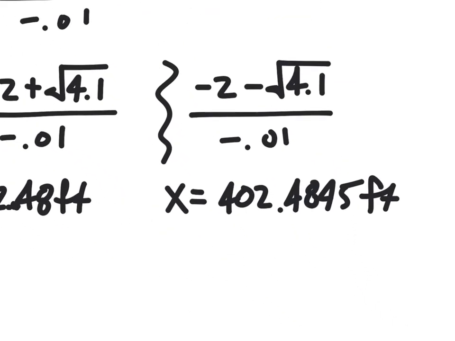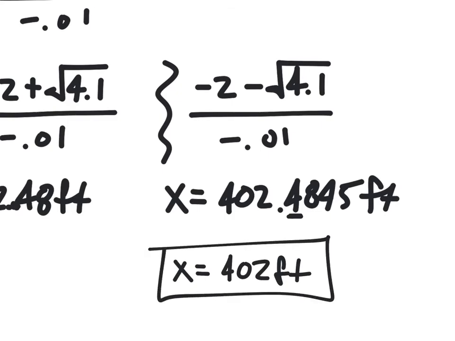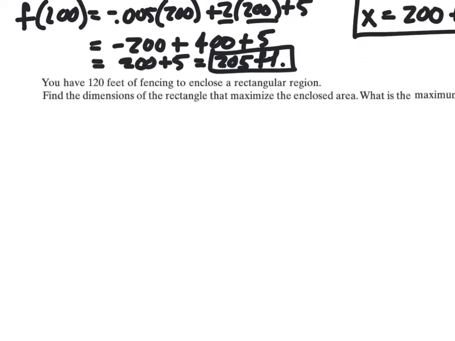So, since we're dealing with a 0.4 here, the nearest foot is going to be this place value. So I look at this number. Because that's less than 5, we're just going to have 402 feet. And that's our answer for part B, okay? Let's take a look at the last one.